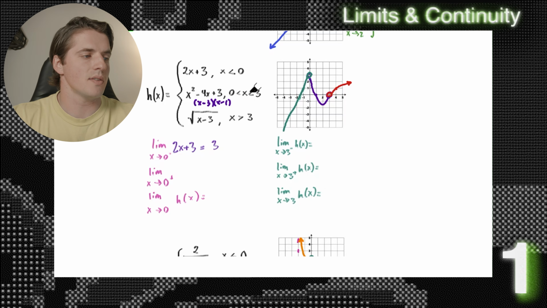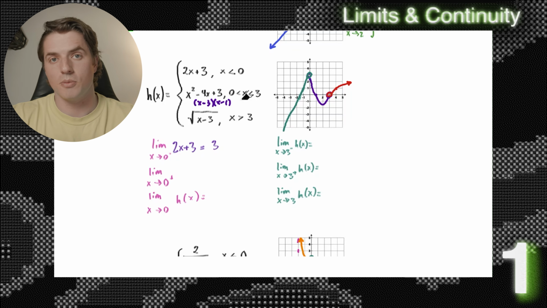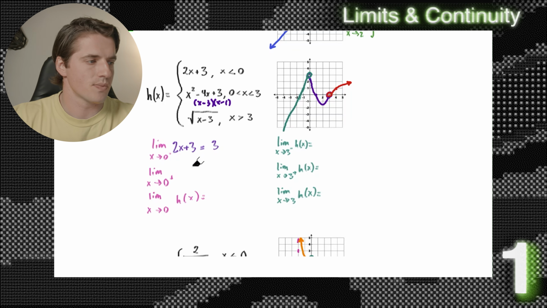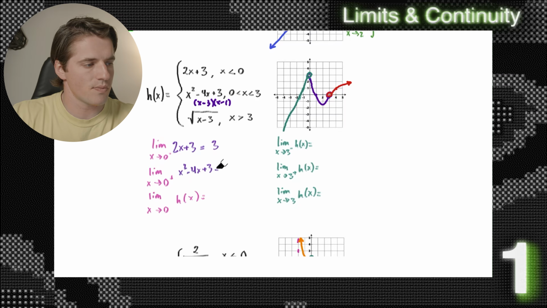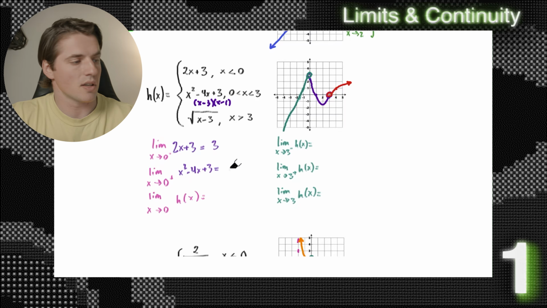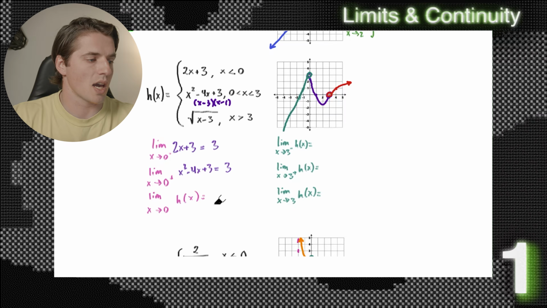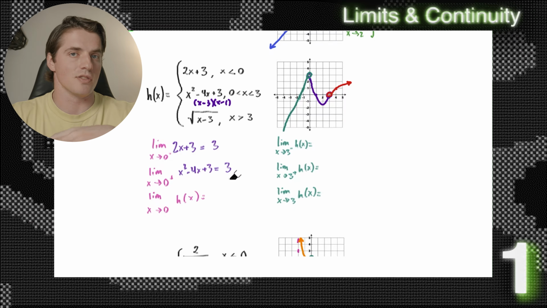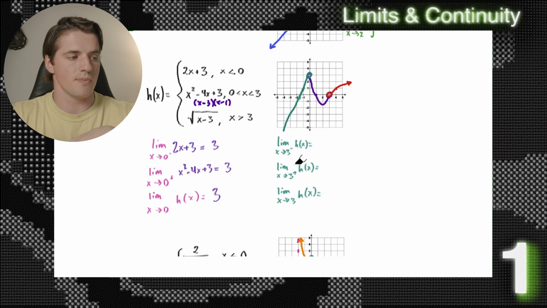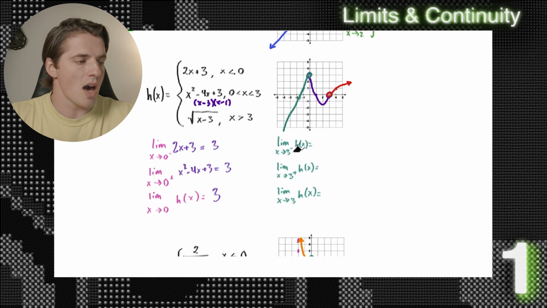And from the right side, we're going to be looking in this domain because that's when x is greater than 0. So we have x squared minus 4x plus 3. Directly substituting, we get 3. Okay, and so the limit as x goes to 0 of h of x, because both of these sides are equal, is just 3. Okay, now we'll continue.